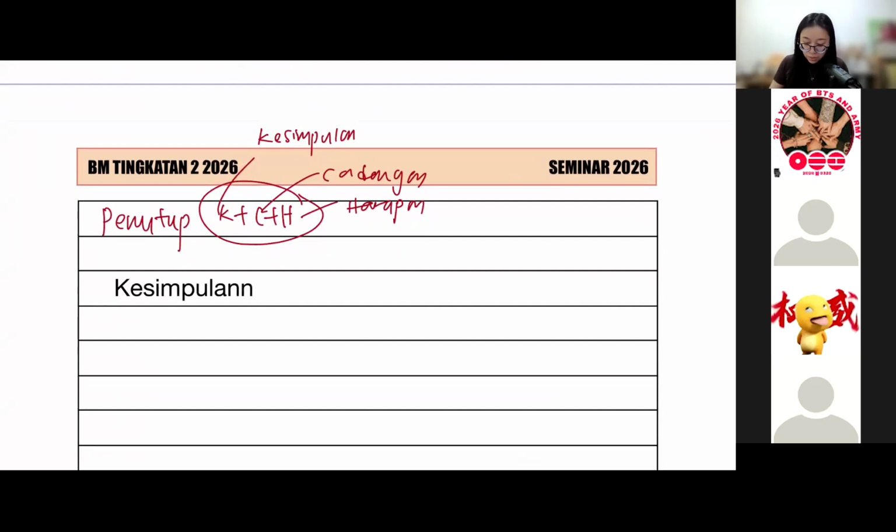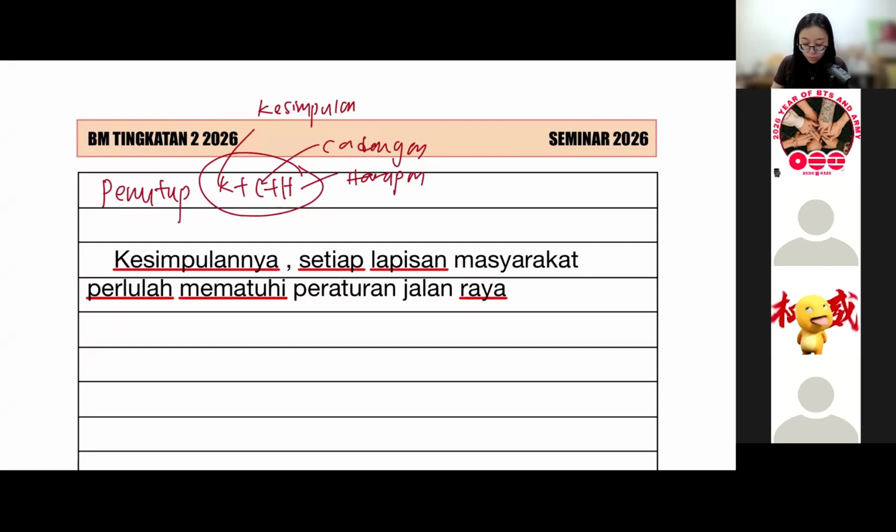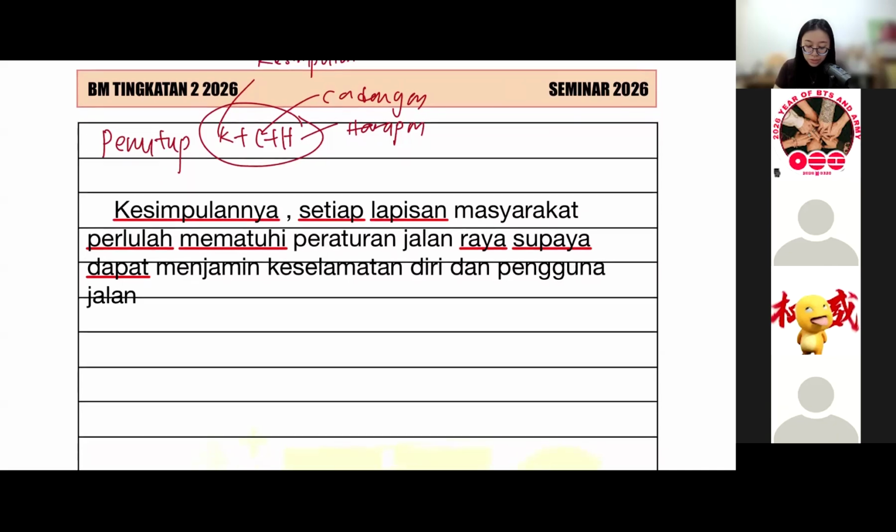Kesimpulannya, in conclusion, setiap lapisan masyarakat perlulah mematuhi peraturan jalan raya supaya dapat menjamin keselamatan diri. Guarantee own safety. Menjamin keselamatan diri dan pengguna jalan raya yang lain.